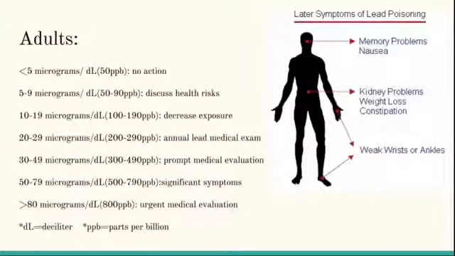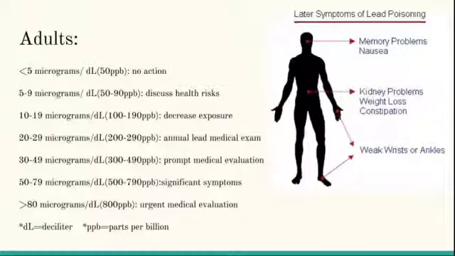In adults, less than 5 micrograms per deciliter, there's no action at all. 5 to 9 micrograms per deciliter, you want to discuss the health risks. 10 to 19 micrograms per deciliter means you have to decrease exposure, which means don't do anything that's going to cause lead to be in your body. Stay away from the water that is creating the lead, because you don't want to put any more in. And then 20 to 29 micrograms means an annual lead exam.